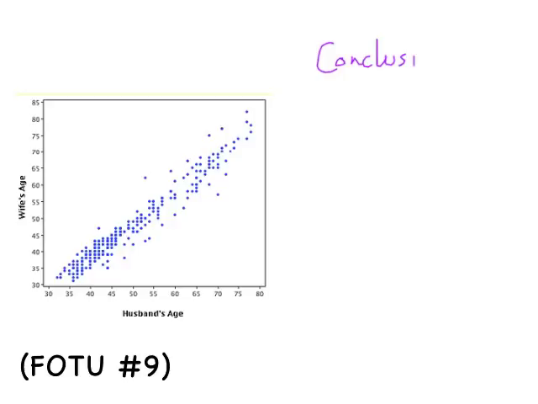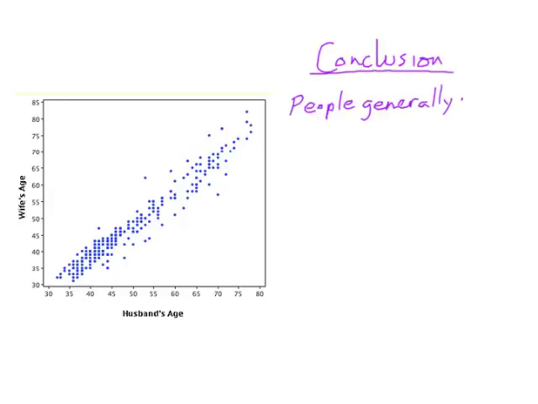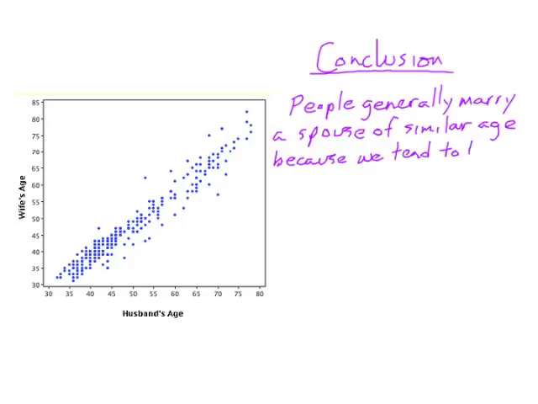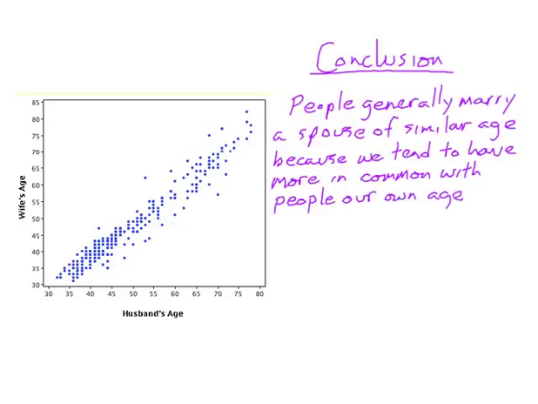Now let's talk about the conclusion. In the conclusion, we explain the data. So what would be my explanation? An explanation would be people generally marry a spouse of similar age because we have more in common with people our own age. That would be a conclusion. So you see, I didn't just describe the data here, I actually tried to explain the data. That's what we do in a conclusion.